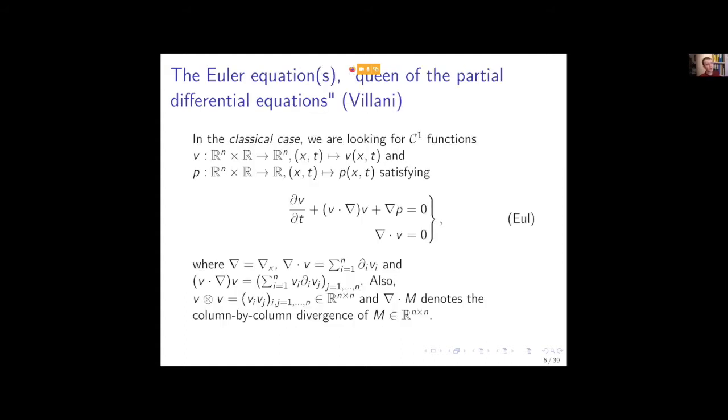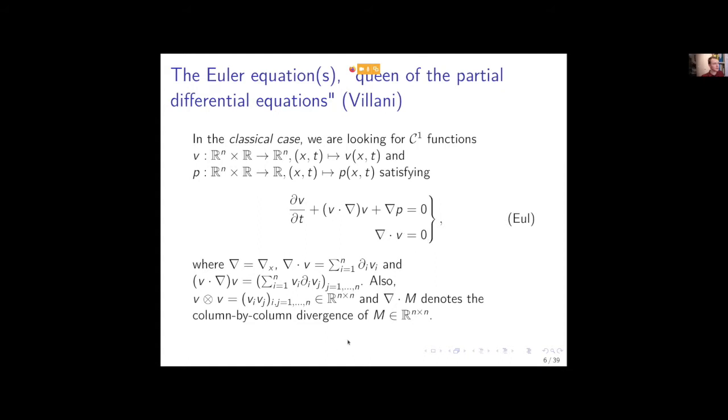Let's start with what the Euler equations are in technical terms. The Euler equations are these two equations here in the middle. We are looking for continuously differentiable, so C1, functions v and p that satisfy these two PDEs. The time derivative of v plus this interesting term plus the gradient of p should be equal to 0, and the divergence of v should be equal to 0.